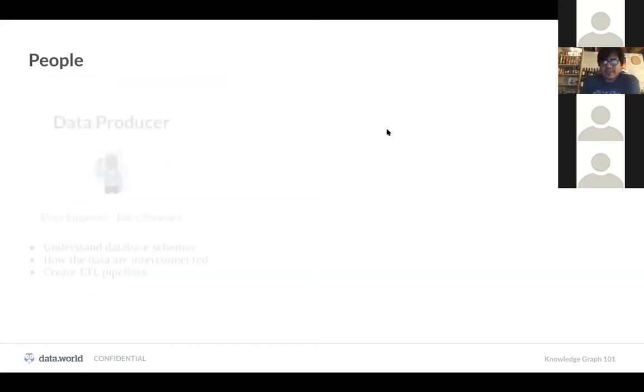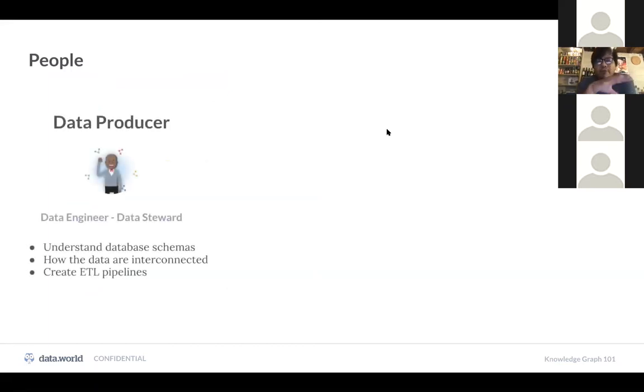So let's look at this people aspect. Within an organization, there's one camp of folks who are the data producers. Their titles are like data engineers or data stewards. They're the folks who understand the databases and how the data is connected. They're the ones who will create ETL pipelines that move the data.